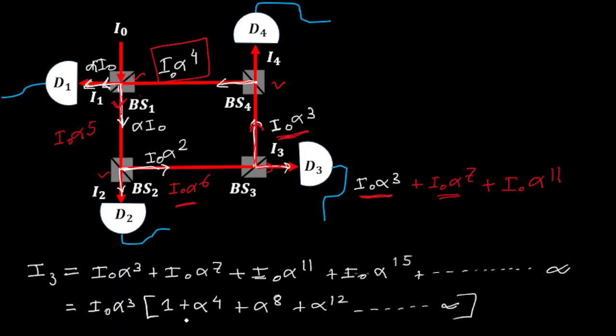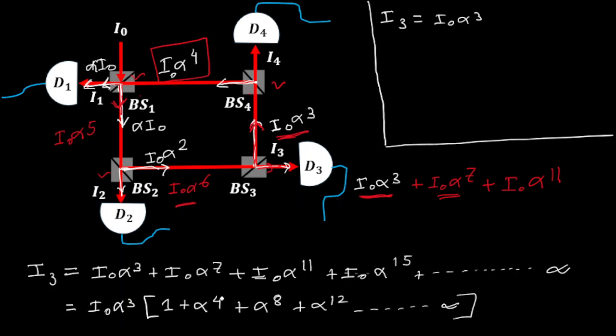You can see this bracket term is actually an infinite GP series with a common ratio alpha to the power 4. So if we want to calculate the net total intensity that will be measured by the detector I3, we have to take the sum of this series. What will be that value? This I3 will be I naught into alpha cube, and then the sum of this series.